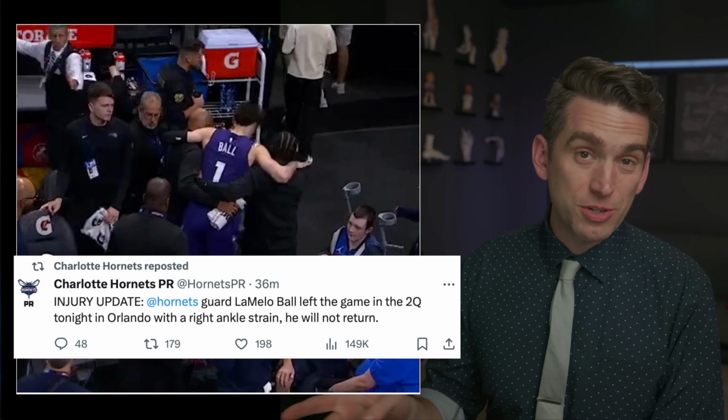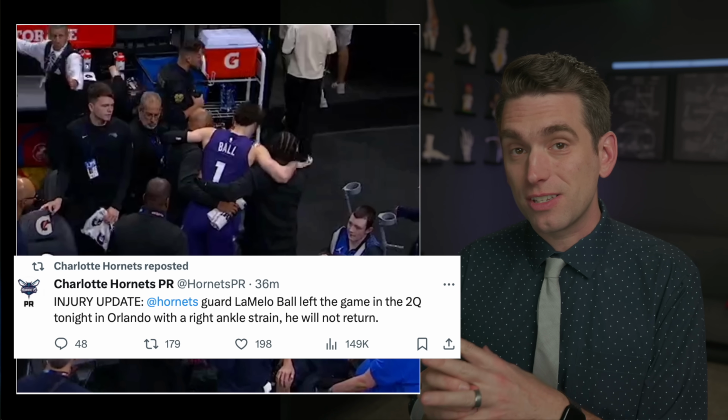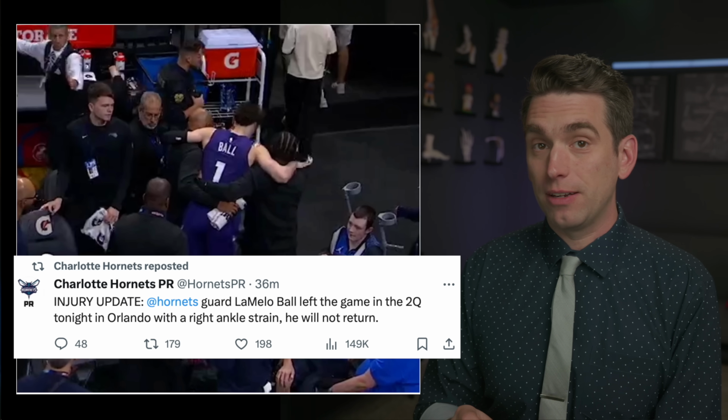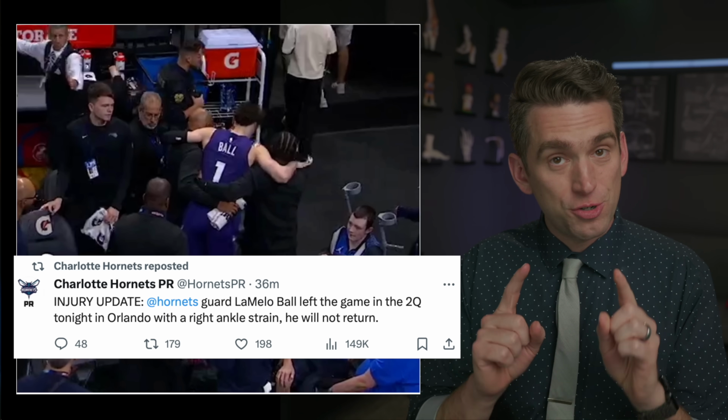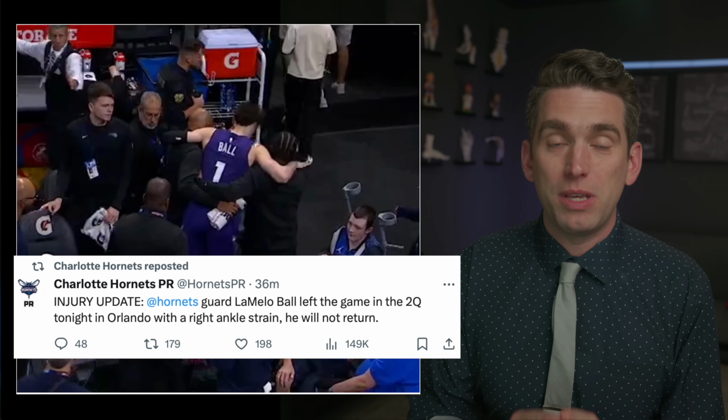One of the most interesting parts of this injury right off the bat is the Hornets classified it as an ankle strain, not an ankle sprain, a strain. And we'll get to why that really could be significant.